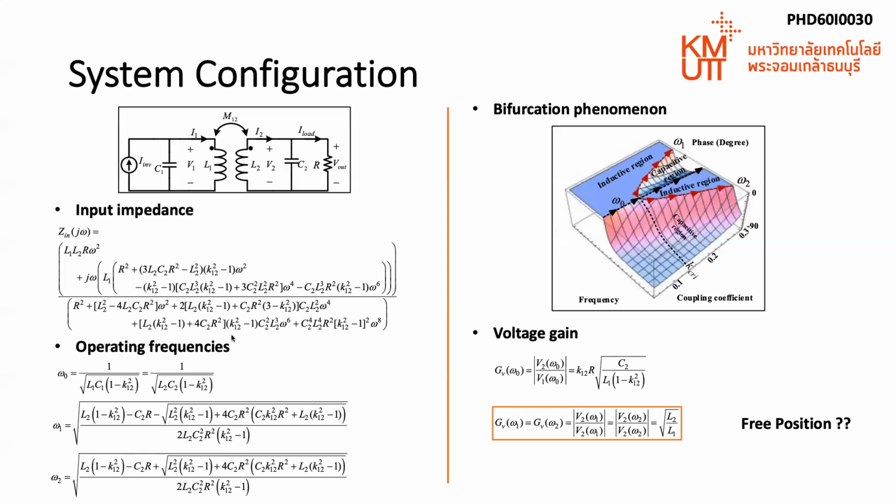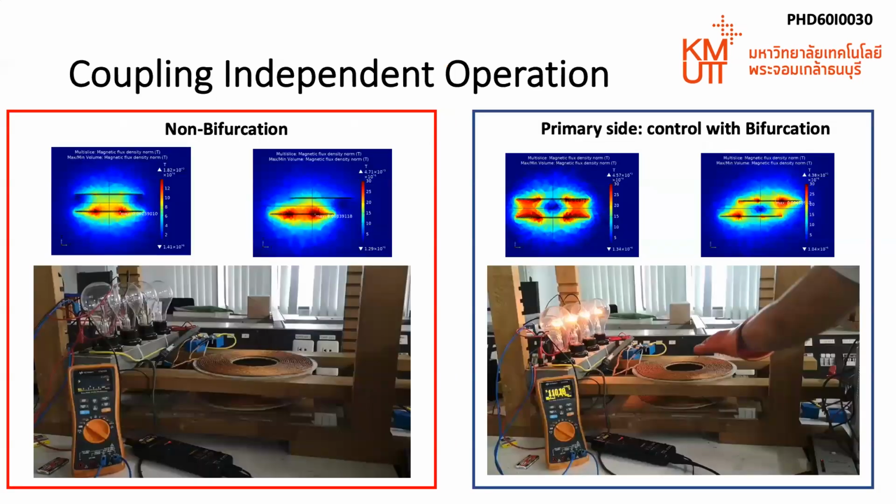Consider the voltage gain at each operating frequency. The voltage gain at the resonance frequency depends on the load and coupling. The voltage gain at omega 1 and omega 2 is equal to the square root of the inductance ratio. You can see it in this equation. It's very magical. It is free position. Is that possible? Previously in the analysis, the voltage gain is independent of the coupling, which is related to the coil position.